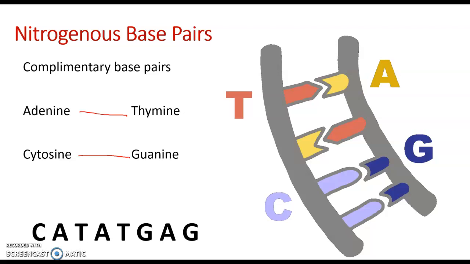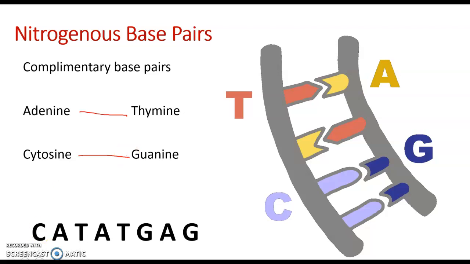Because each base can pair with only one other base, the sequence of bases on one strand of DNA can exactly predict the sequence on the other strand. So if you see an adenine on one strand, you know there's going to be a thymine in that same location on the other strand.